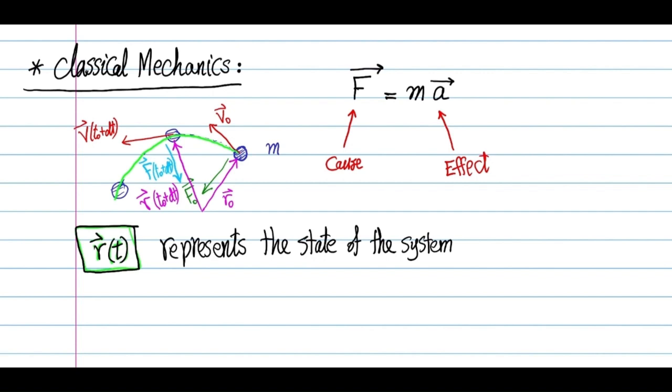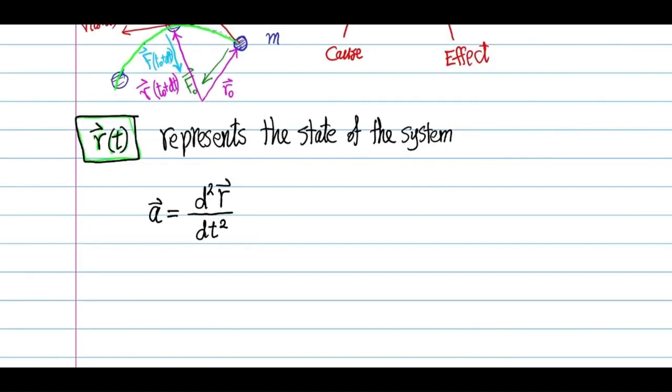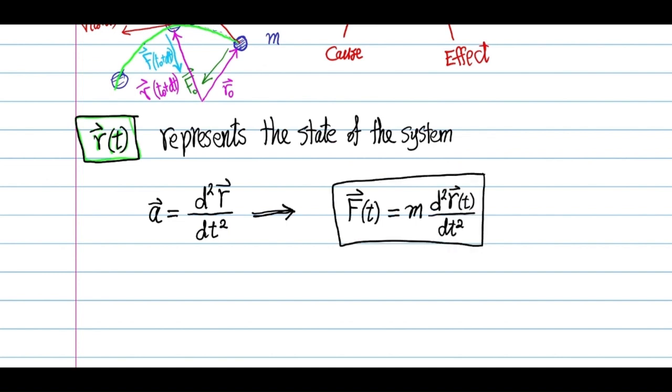We can rewrite Newton's second law in a little bit more explicit form that shows the dependence on the state of our system. We can recall that the acceleration is the second derivative of position with respect to time. And then Newton's second law becomes F of t is equal to m times the second derivative of r with respect to t, which is a second order differential equation that can be solved for r as a function of t, and then we know all the information about the system at any moment of time.